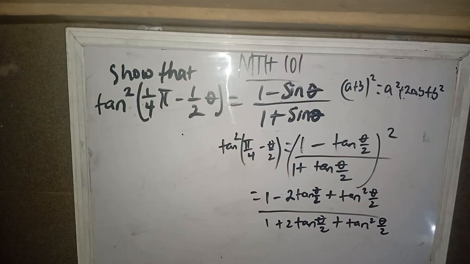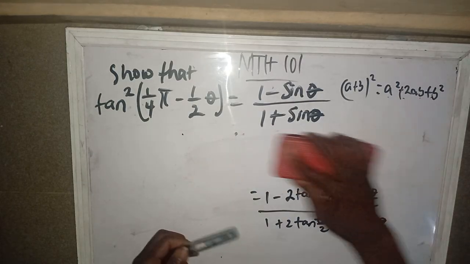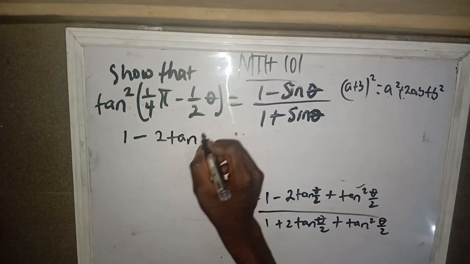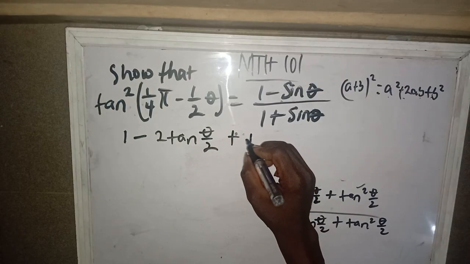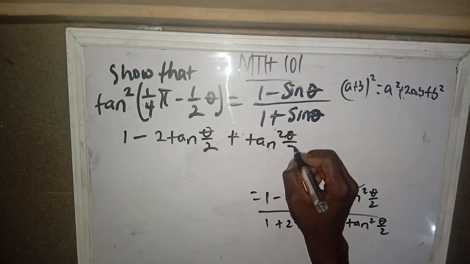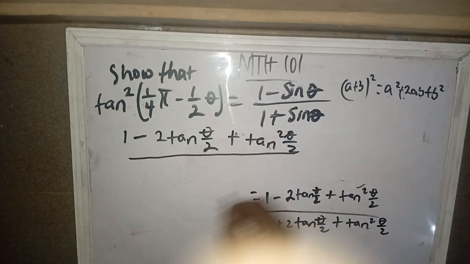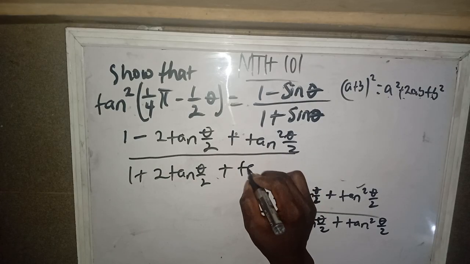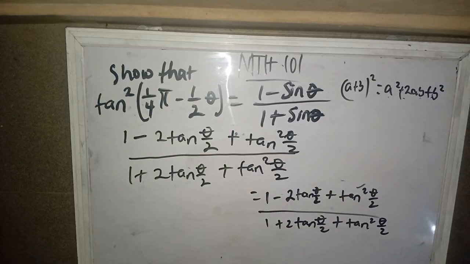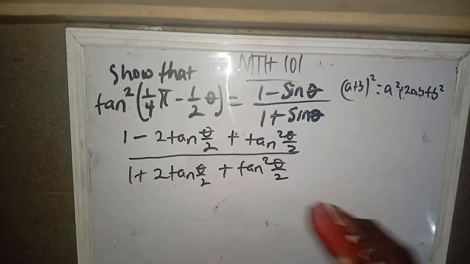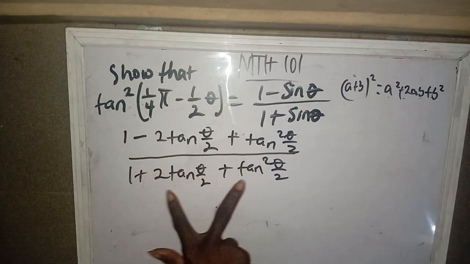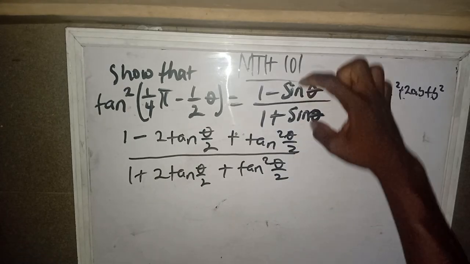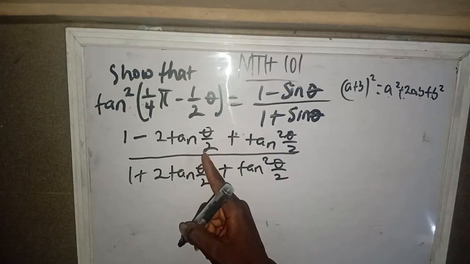Are we together? So here, this guy is going to turn to what? 1 minus 2 tan theta over 2 plus tan square theta over 2 divided by 1 plus 2 tan theta over 2 plus tan square theta over 2. Do you get that? So that's that for that. This is now equal to this, and I hope you are not confused about where we started from. I'm not touching this. So now what are we going to do now?